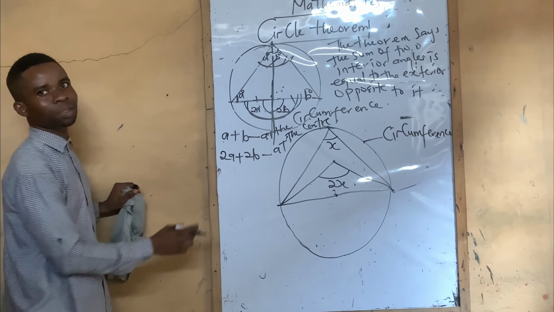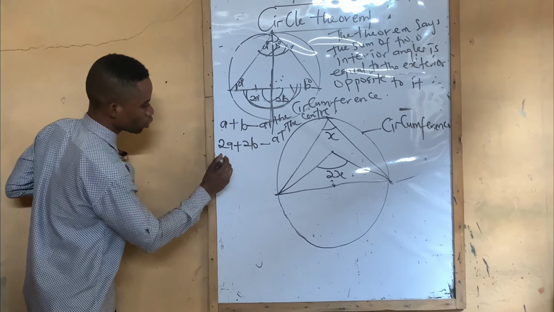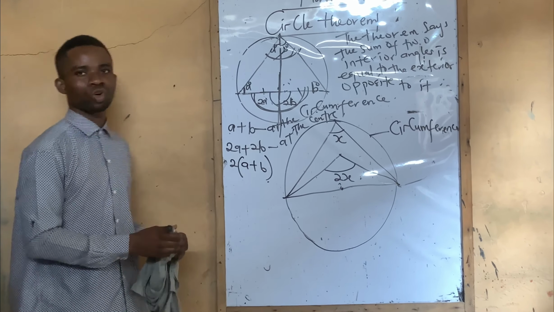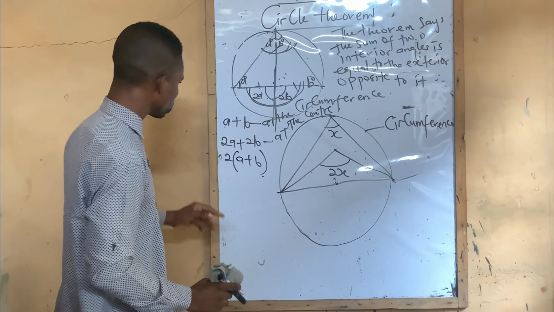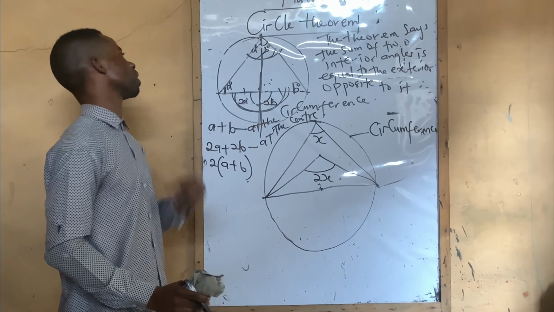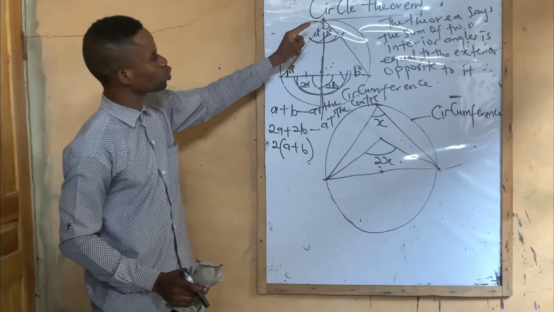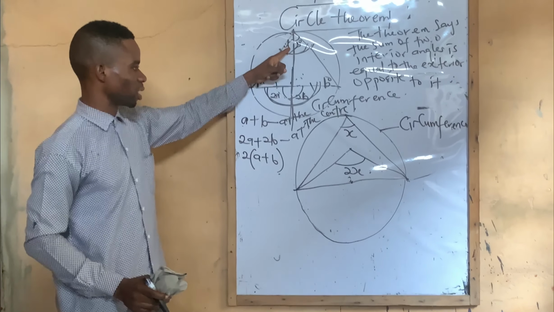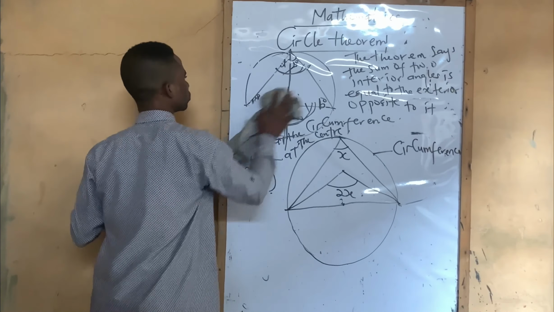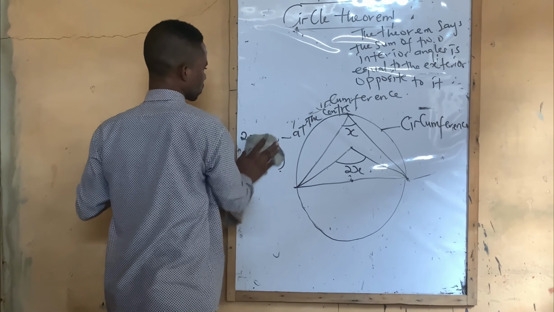Now, according to the normal mathematics, if I factorize this, that will be 2 open bracket A plus B. Can you now see that the theorem is confirmed? That means twice the angle at the center is the angle at the circumference. That means I have to multiply 2 by anything I see here to give me what is at the center. Now let's use this theorem to answer one or two things.